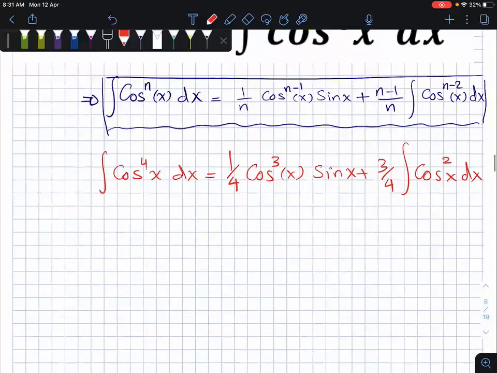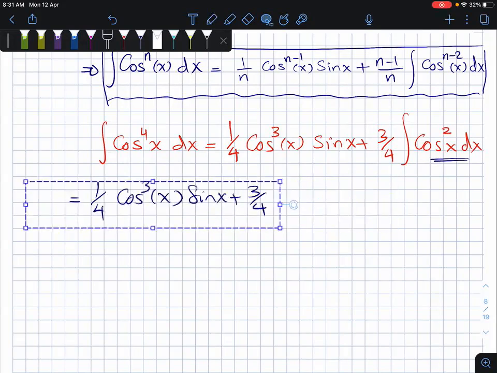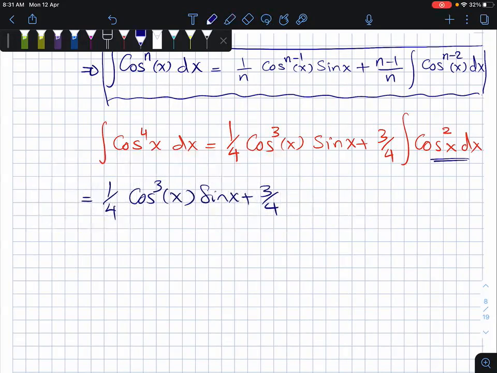So everything is the same here: 1 over 4 cosine cubed x sine x plus 3 over 4 times the integral of cosine to the power of 2. We have to stop here and think of an identity that is going to help us finish this integral quickly and easily. Replace cosine squared by half plus half cosine 2x dx.